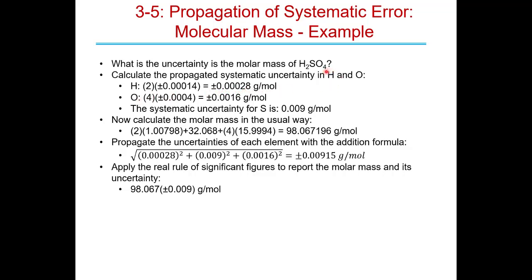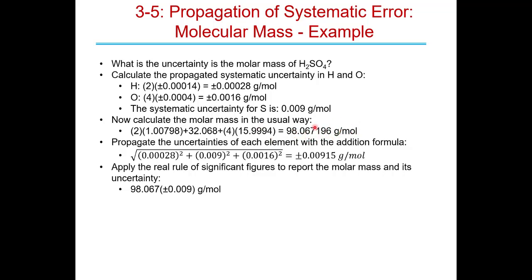For oxygen, we've got 4 oxygen atoms. The uncertainty in an oxygen atom is, as we've seen, 0.0004. So 4 times that gives us 0.0016 grams per mole. The systematic uncertainty for sulfur, we just get that off the periodic table. It's 9 in that last digit, so 0.009 grams per mole. Now we're ready to calculate the molar mass in the usual way. So 2 times the molar mass of hydrogen plus the molar mass of sulfur plus 4 times the molar mass of oxygen gives us this. And I've written down a whole bunch of digits out of my calculator, so 98.067196 grams per mole.